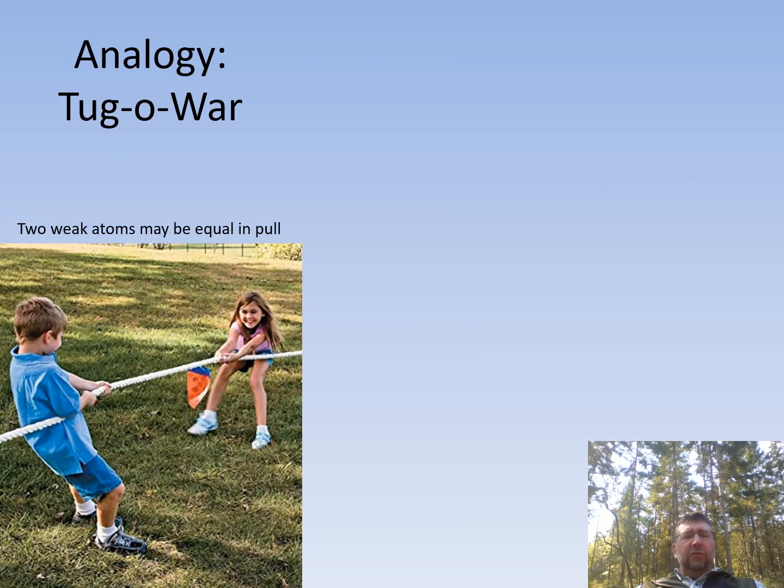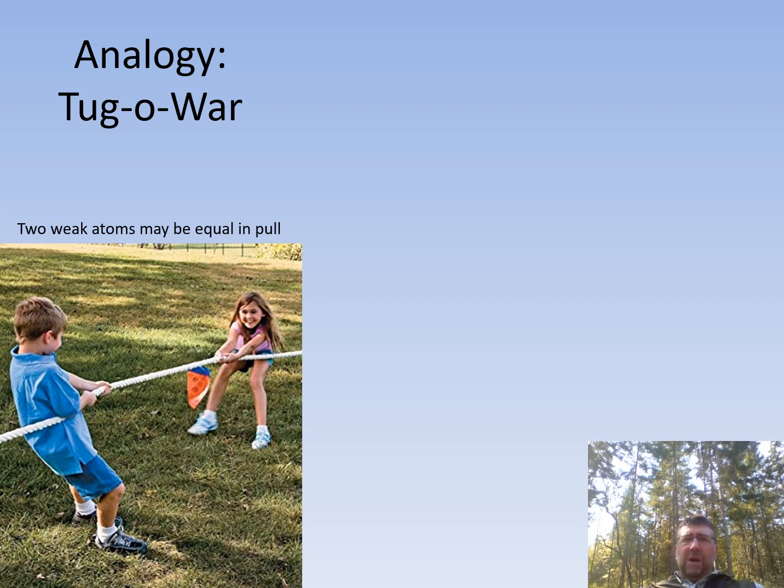You can think of it like a tug-of-war. And it doesn't matter exactly who's in the tug-of-war, whether they're little kids or big NFL football players. What matters is the difference in the electronegativity. So if you were to have two elements with really small electronegativities, two weak atoms, if you will, when they do the tug-of-war, the rope may not move, and we would say that that is a nonpolar covalent bond. They're both small, and they're both at about equal strength.